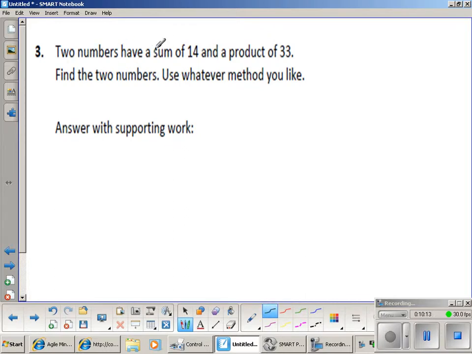So let's read it. Two numbers have a sum of 14 and a product of 33. Find the two numbers. Use whatever method you like. So guys, I would just call it reasoning and then kind of guess and check. Two numbers have a sum of 14. First of all, I have to know what the word sum means. Sum just literally means when I add these two numbers, let's use little boxes. When I add those two numbers, they have to equal 14.